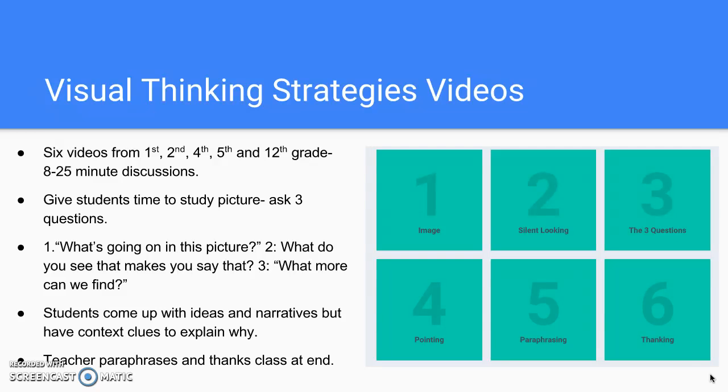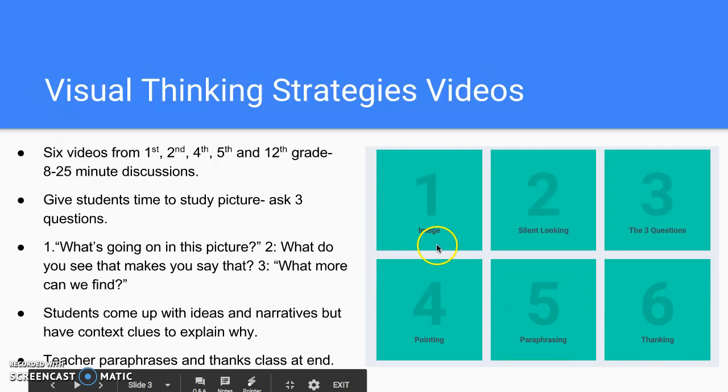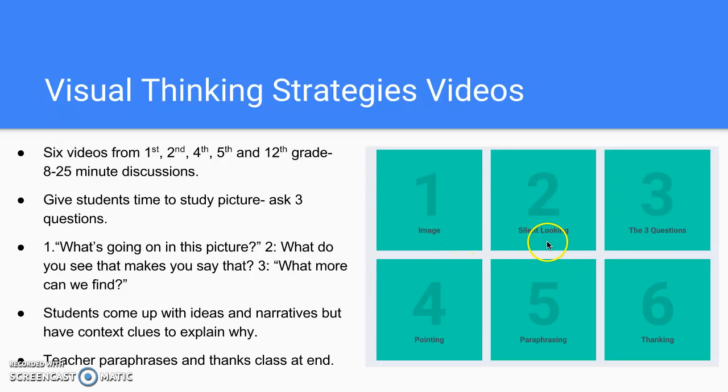Basically, VTS has the 6 steps right here. So you show the image to your children, you have them silently look, then you ask your 3 questions. The 3 questions are, what's going on in this picture? What do you see that makes you say that? And what more can we find? So once you've asked these questions, it just goes in a loop of number 2 and 3. Essentially, you ask, okay, what's going on in this picture? Well, what do you see that makes you say that? What more can we find that helps prove that that's happening?